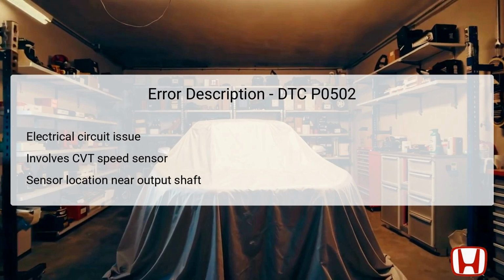DTC P0502 refers to an open or short condition within the CVT speed sensor circuit. This sensor is essential for conveying the transmission speed to the PCM, which adjusts various aspects of the engine and transmission performance. The CVT speed sensor is usually situated in the transmission assembly, typically close to the output shaft, where it can effectively measure rotational speed.